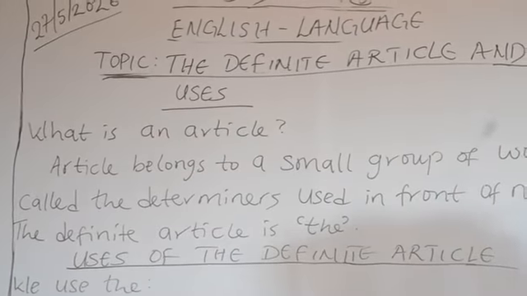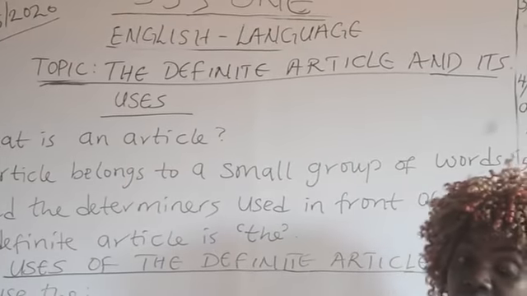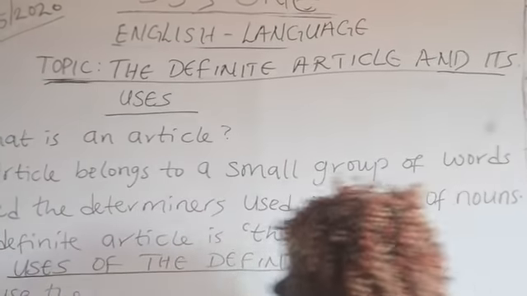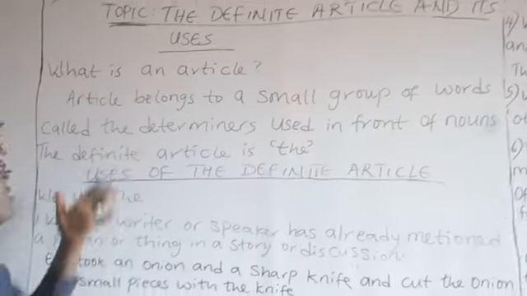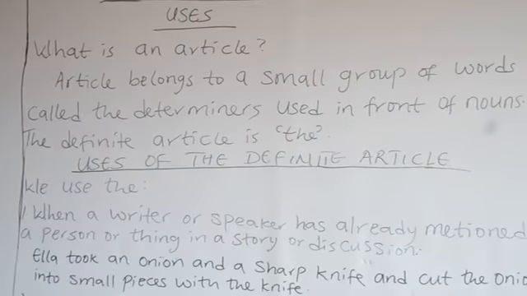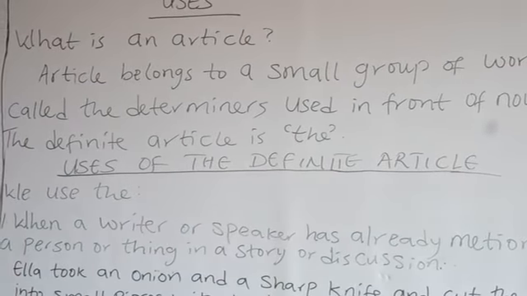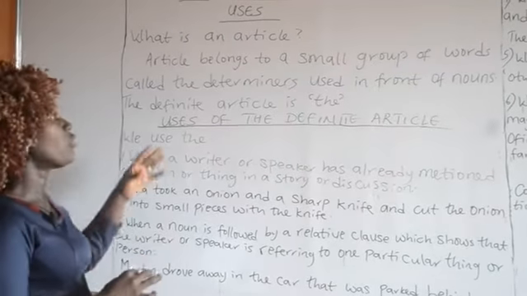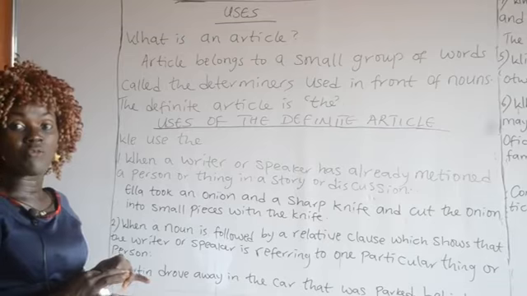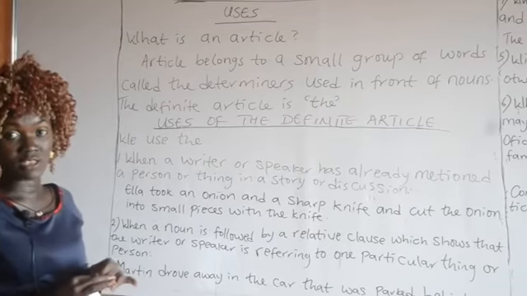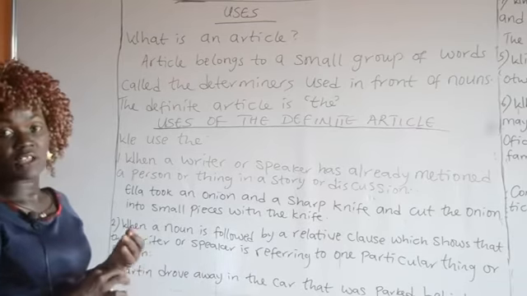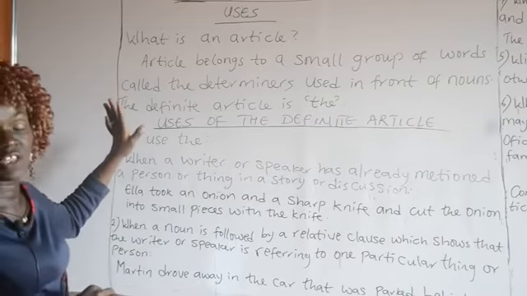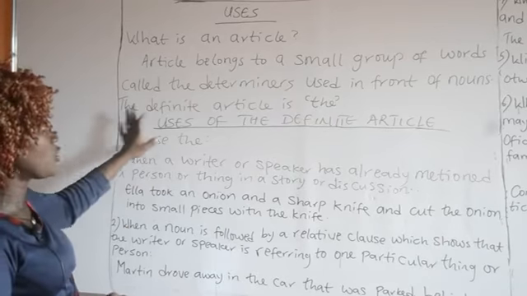And our topic for today is the definite article and its uses. First and foremost, what is an article? Before you'll be able to know the definite article and its uses, we need to draw your attention back to the meaning of an article. We were taught that an article belongs to a small group of words called the determiners. We have the definite article and the indefinite article. But in our lesson, we are going to be looking at the definite article. And we know that the definite article is the.